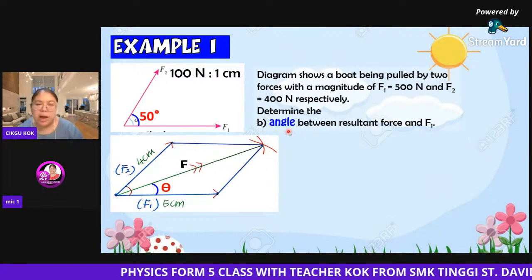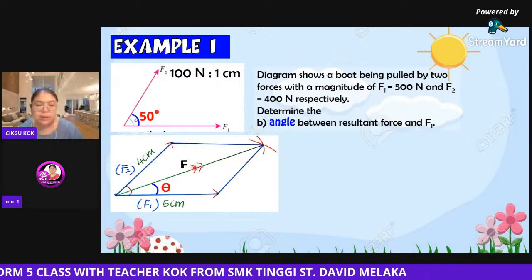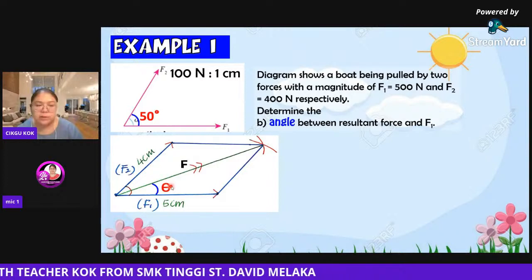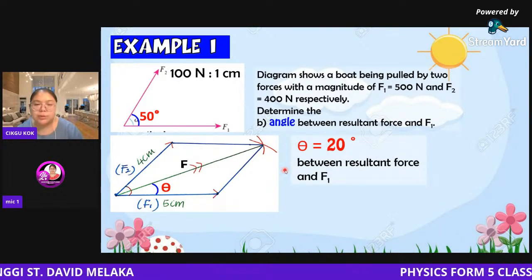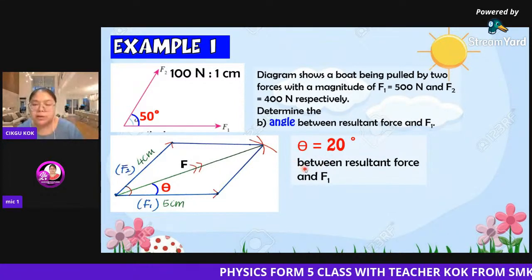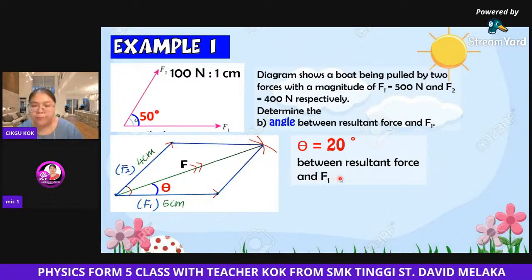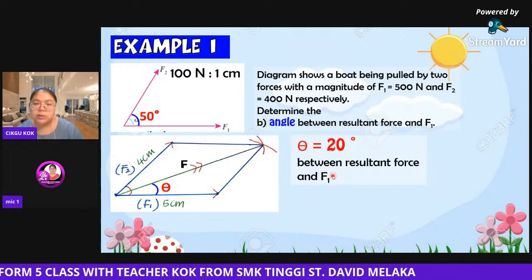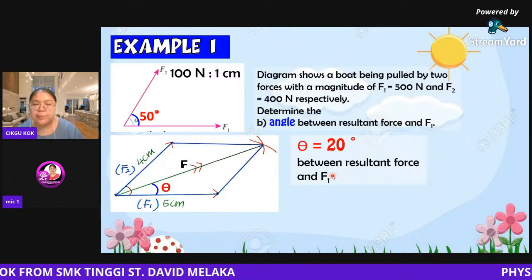This one asks for the angle between the resultant force and F1. This one is the resultant force, this one is F1, and they ask about the angle. The angle I measured is exactly 20 degrees. Then you need to mention that it is between the resultant force and F1. So in this question they separate the resultant force and the angle.